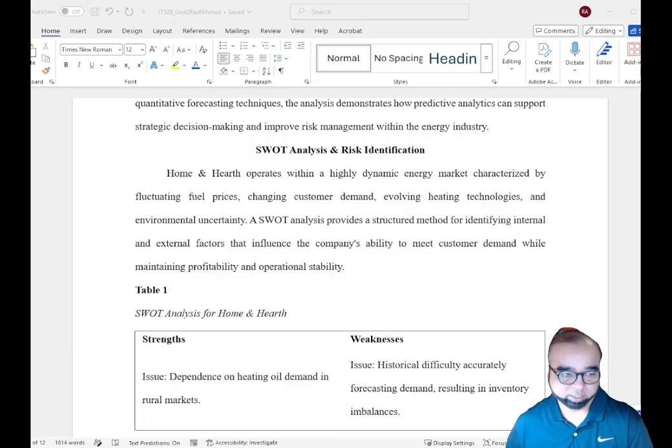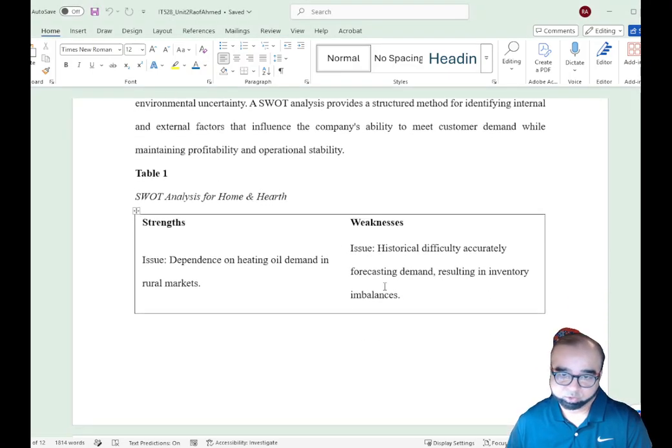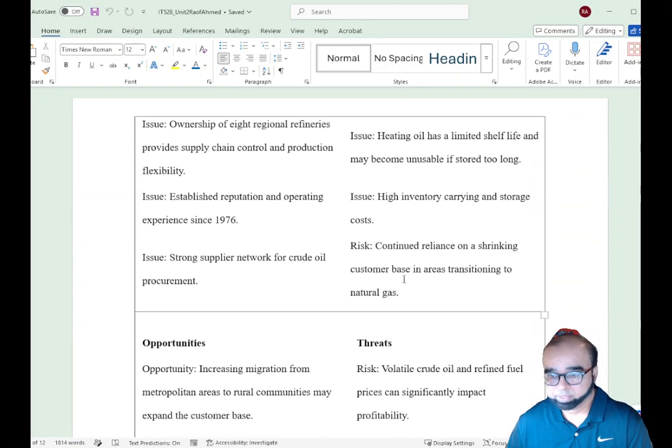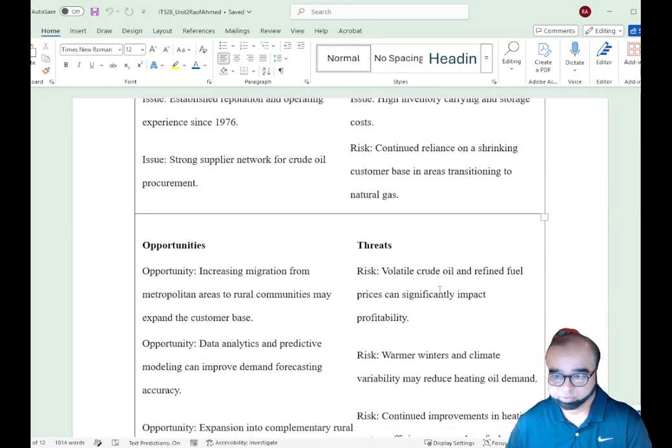By forecasting customer demand more accurately, the model allows Home and Hearth to purchase and distribute heating oil more efficiently, reducing shortages during periods of high demand while minimizing storage costs and spoilage during periods of lower demand. So we can see here I've identified strengths and weaknesses, and then I talk about opportunities and threats.